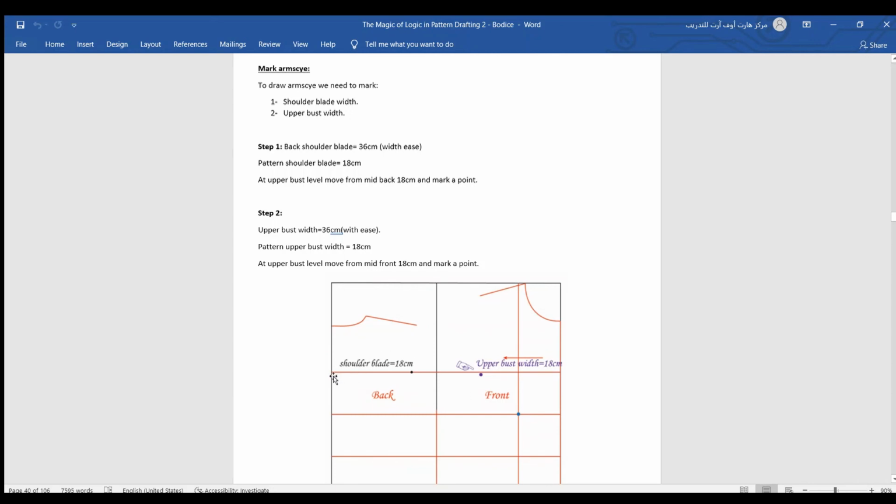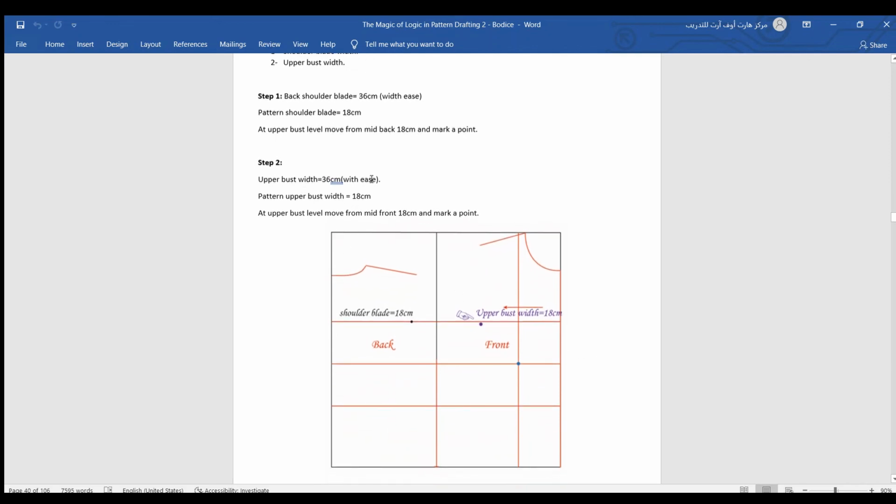Shoulder blade is the same level of the upper bust. I like to take it this way. I remember when I went like this one measured 9 and I went here also 9. So the same, I draw a horizontal line all the way from the front to the back. So the same level here for the back will go from the mid back toward the sideline 18 centimeter. And we'll do the same for the front.